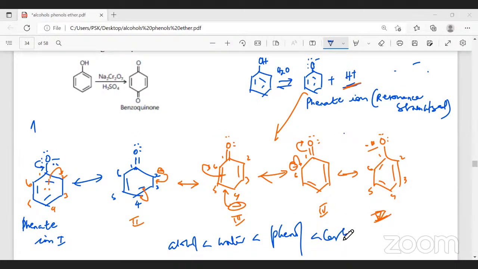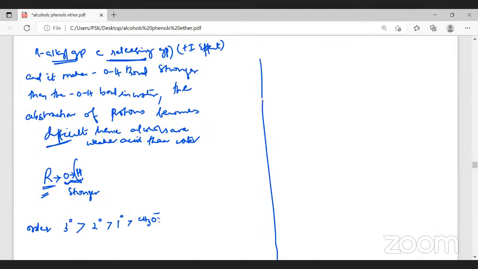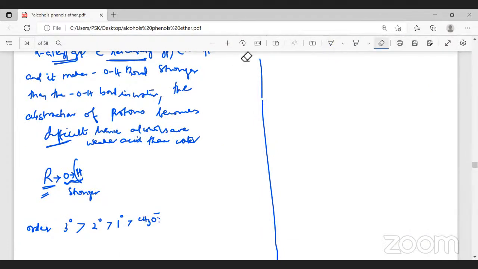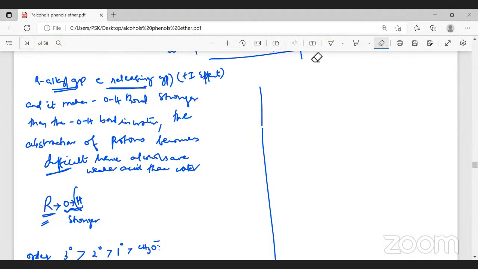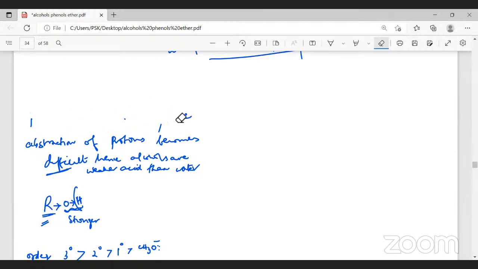Phenol is weaker than carboxylic acid. This is the acidity strength. Alcohol is weaker than water. Water is weaker than phenol, and phenol is weaker than carboxylic acid. I hope that you understood the reasons why phenol is more acidic than alcohols. Correct? Now we have to learn the next concept, and we will go for the questions quickly today. A few more, 2-3 points more I have to teach you with respect to phenols. We will learn that.